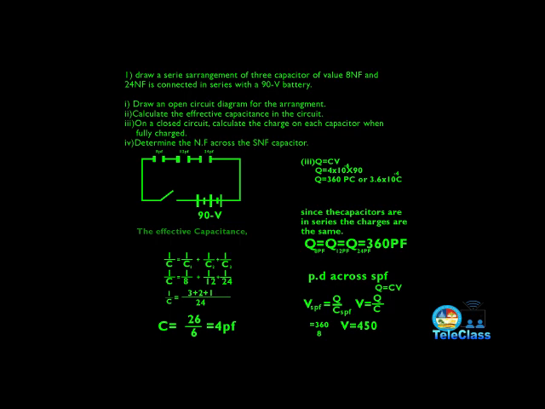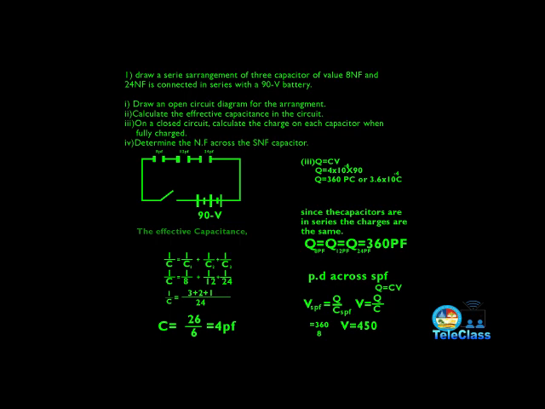All right, the last question says, determine the PD across the 8 microfarad. Now, they didn't say determine the PD across the circuit. They say across the 8 microfarad. If you remember also, I said that when capacitors are arranged in series, different voltage or PD is established. Now we are asked to calculate the PD across the 8 microfarad. So we concentrate on the PD across the 8 microfarad.